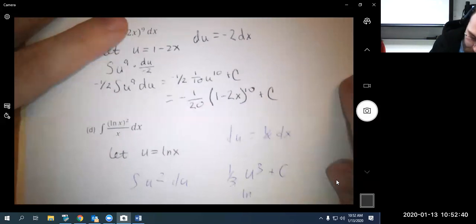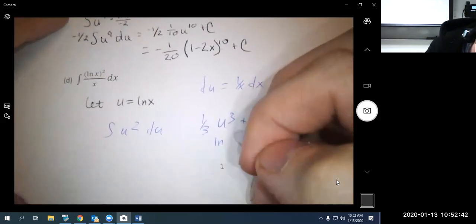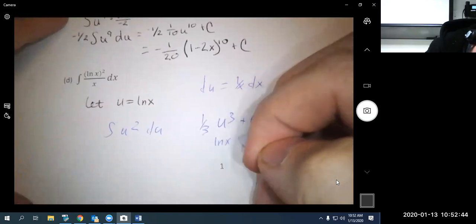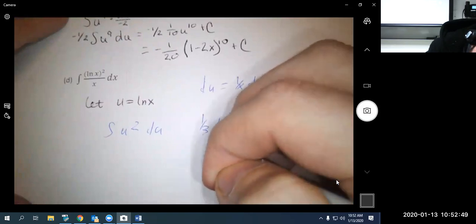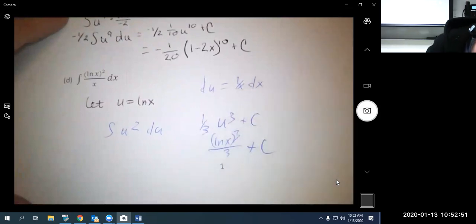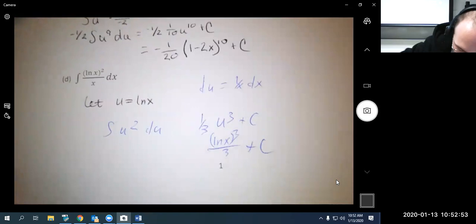Oops, sorry, a little bit of a messy writer, but that's all right. (ln x)^3 over 3 plus c. A pretty quick plug and chug on that.